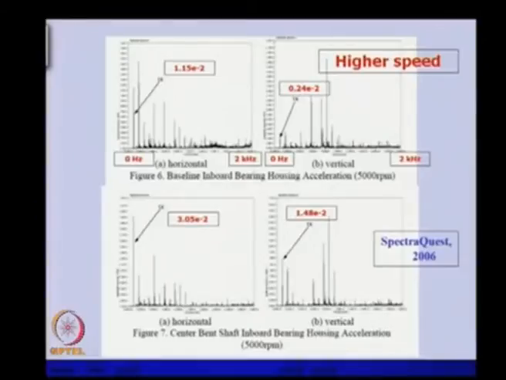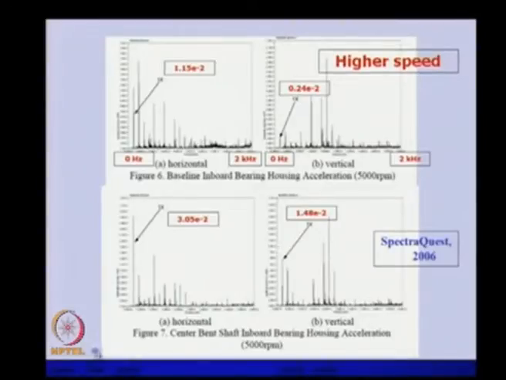This is the same experiment at a slightly higher speed, 5000 rpm. This has been taken from SpectraQuest case studies. Here you can see the peak corresponding to the rotational speed of the shaft, in the horizontal direction and the vertical direction. This is the baseline, without bend, and this is with bend. With the bend we can see a change in the amplitude of vibration, quite a drastic change at the rotational speed frequency.